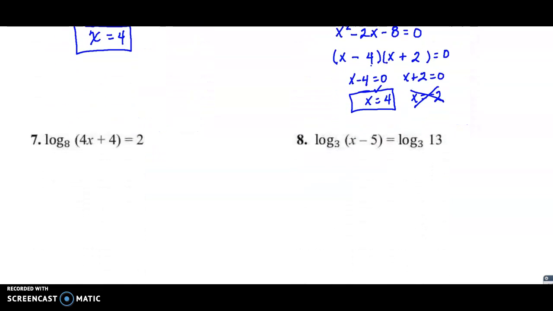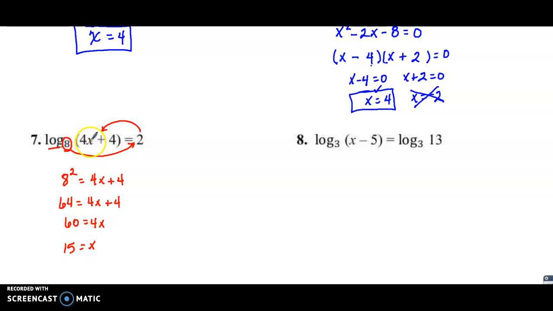Okay? All right. So last two. These are a little mixture of what we've got. I like to give you a few different looks. Notice one log. So I'm going to do base raised to this number. So 8 raised to the second power is equal to all of this junk, 4x plus 4. Well, 8 squared, we know is 64, equals 4x plus 4. Subtract my 4 over, 60 is equal to 4x. When I divide by my 4, 4 goes into 60 15 times.